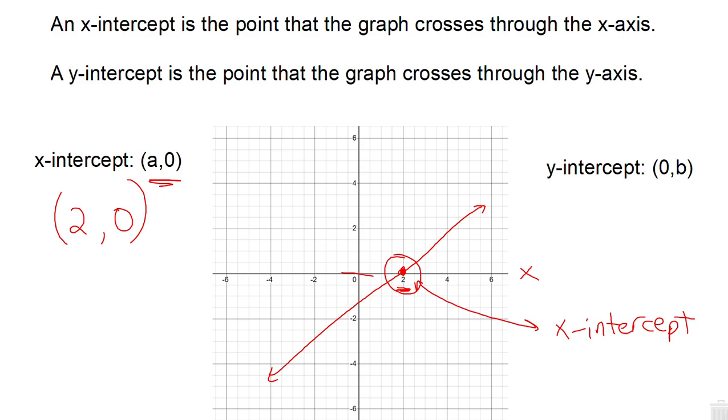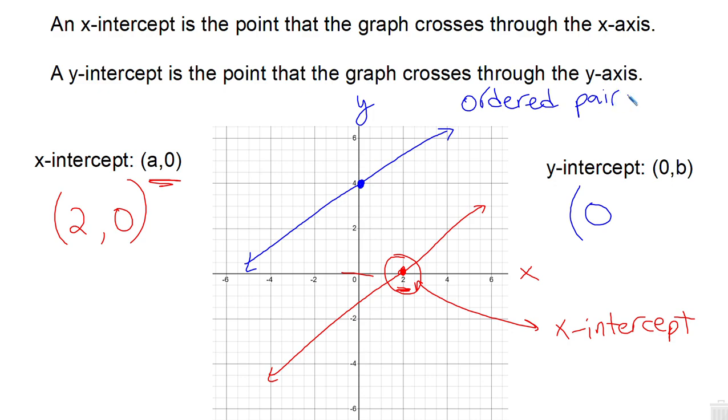When we look for a y-intercept, I'm going to draw a new graph here, this blue one. When we talk about a y-intercept, the y-intercept is always the point at which it crosses through the y-axis. So that point right there is where it crosses through our y-axis. Now, when we write the ordered pair for a y-intercept, again, it's always going to be in parentheses. And our x value, which always has to come first, remember that any ordered pair, any point, always has to be x, comma, y. The x always comes first.